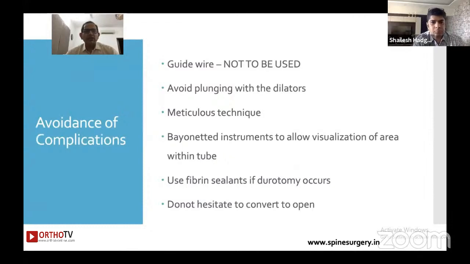The last slide, a few tips on avoiding complications. The first being that the guide wire should not be used. You must avoid plunging with the dilators. You must use a meticulous technique. Bayoneted instruments allow visualization of the area within the tube. Use fibrin sealants if at all a durotomy occurs and you are concerned, and do not hesitate to convert to open if at all there is spaghetti being visualized.